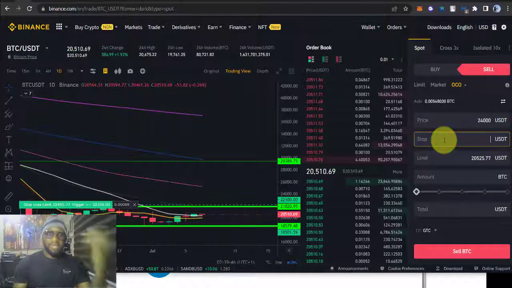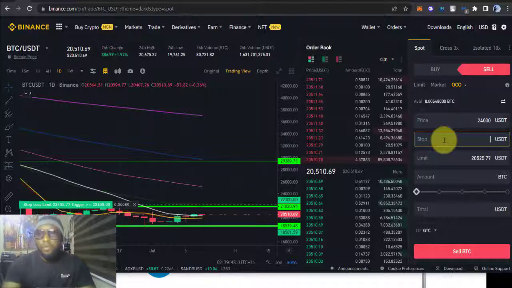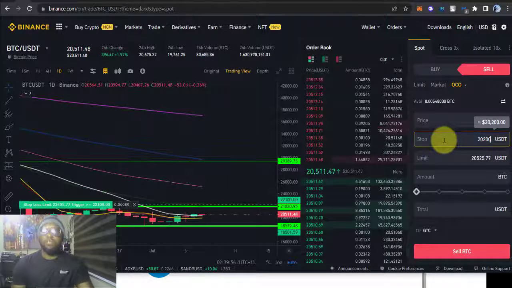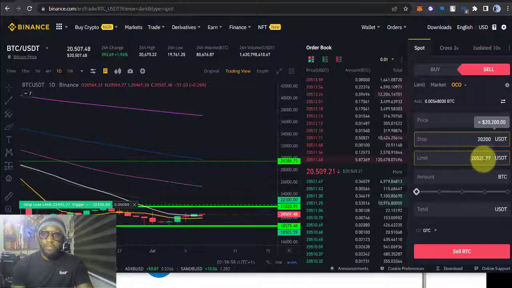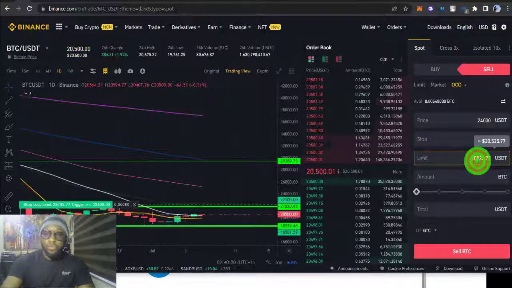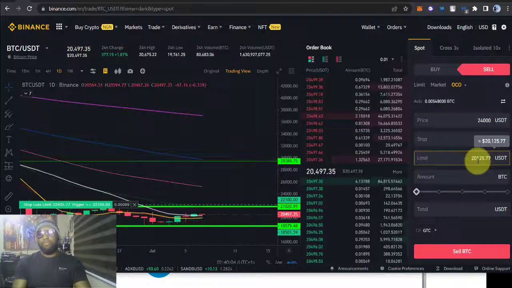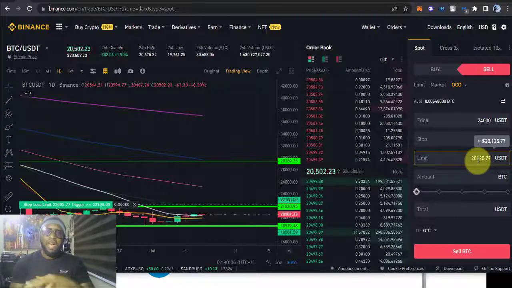Now the stop is what? Like I said, the trigger price. So I'm saying if Bitcoin dumps below 20,200, it should trigger and stop me out. Trigger to stop me from losing. And if Bitcoin finally drops to 20,125, then it should take me out of that trade.